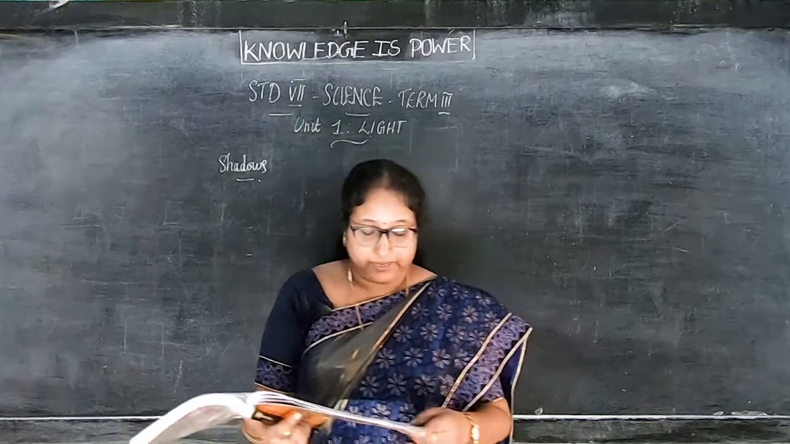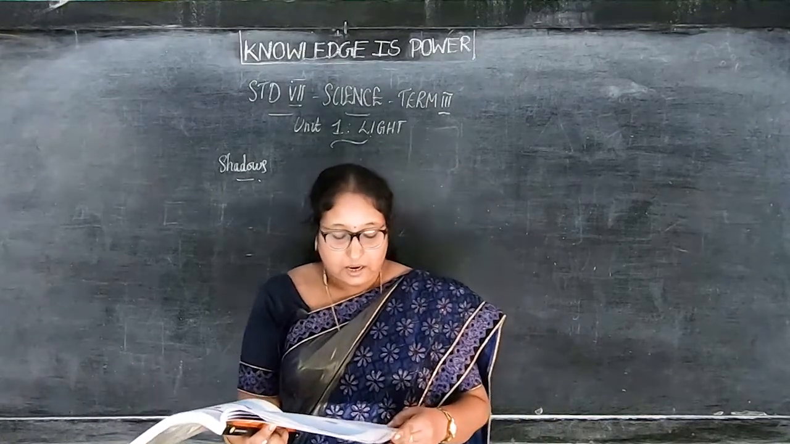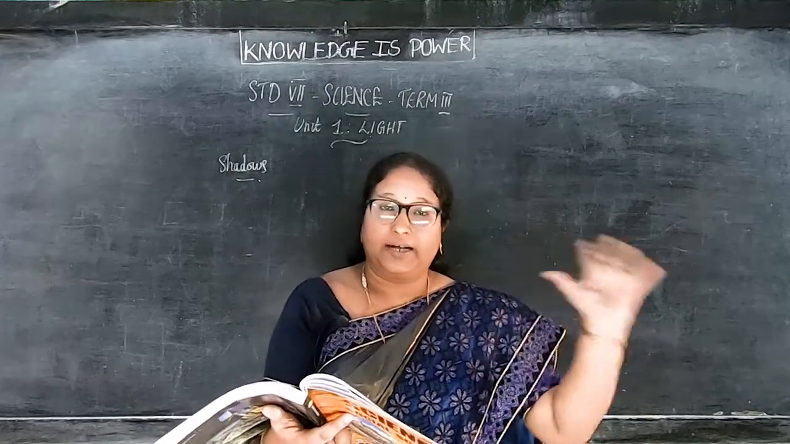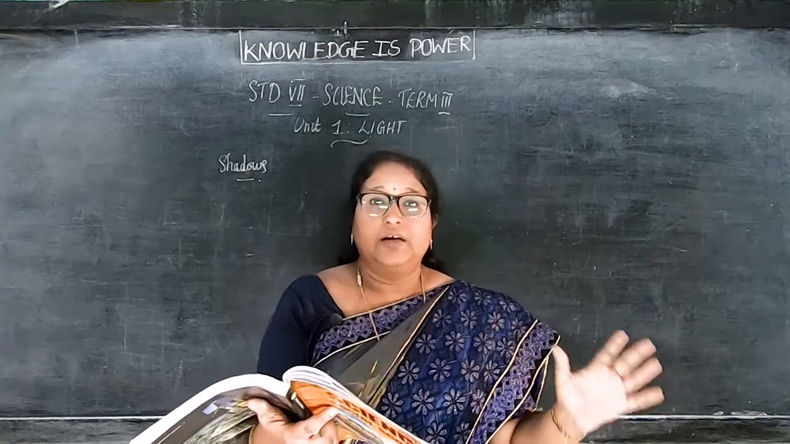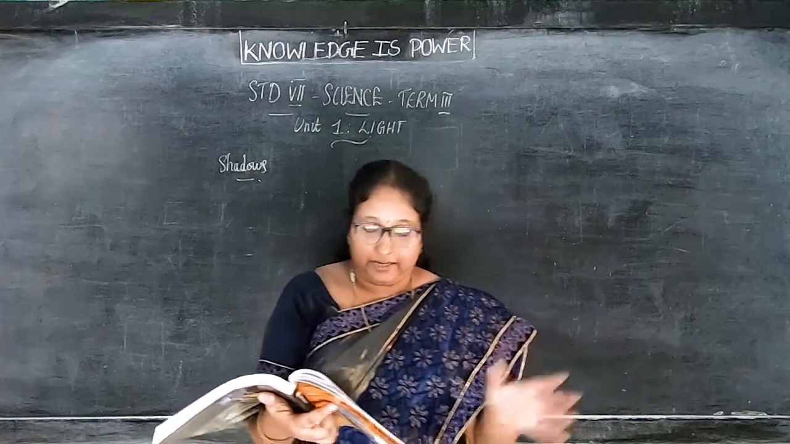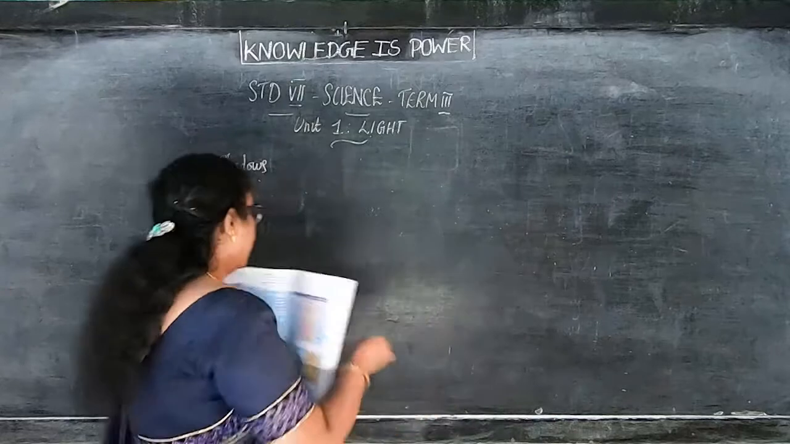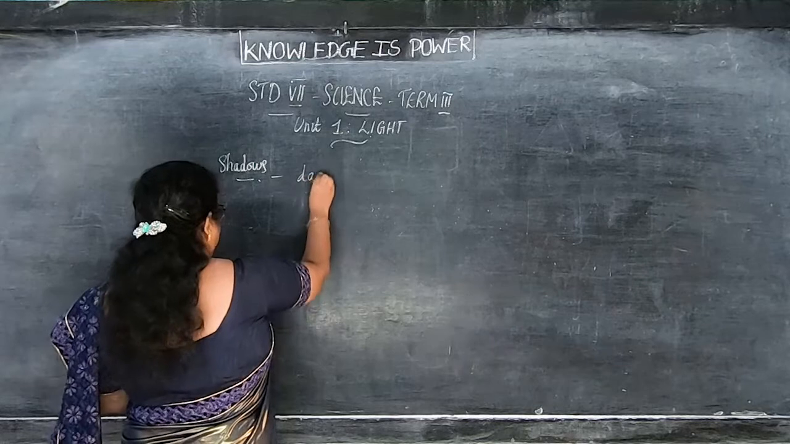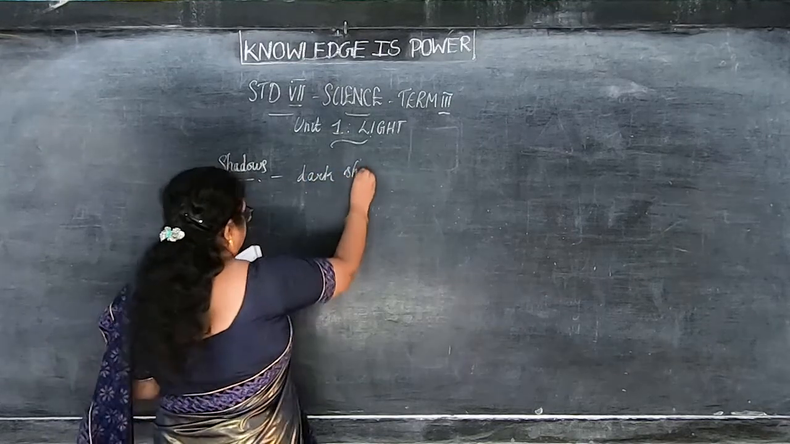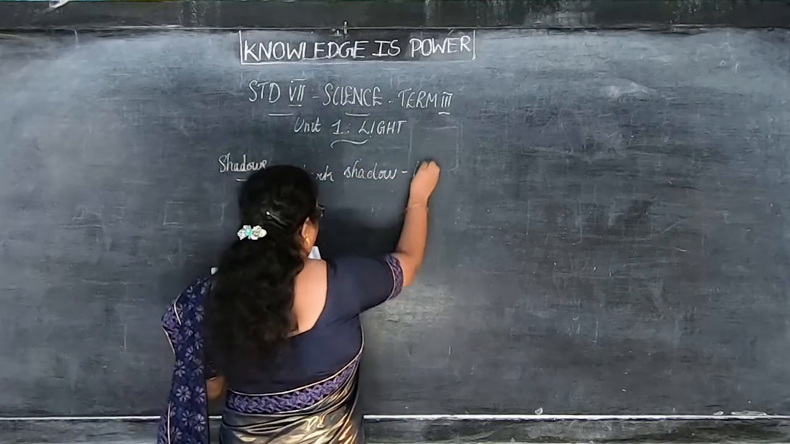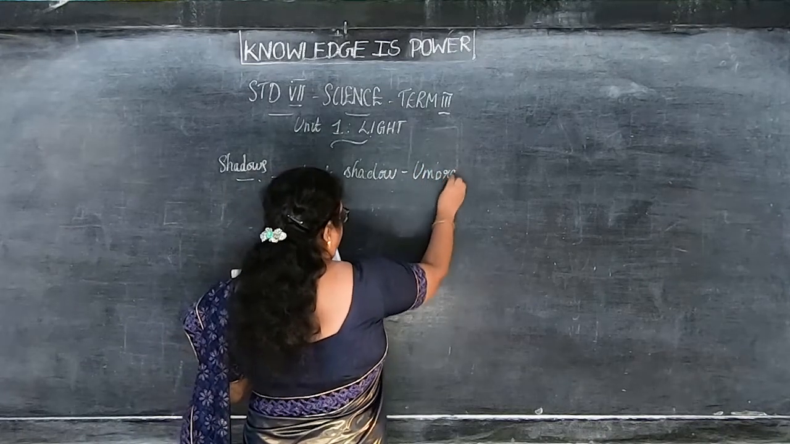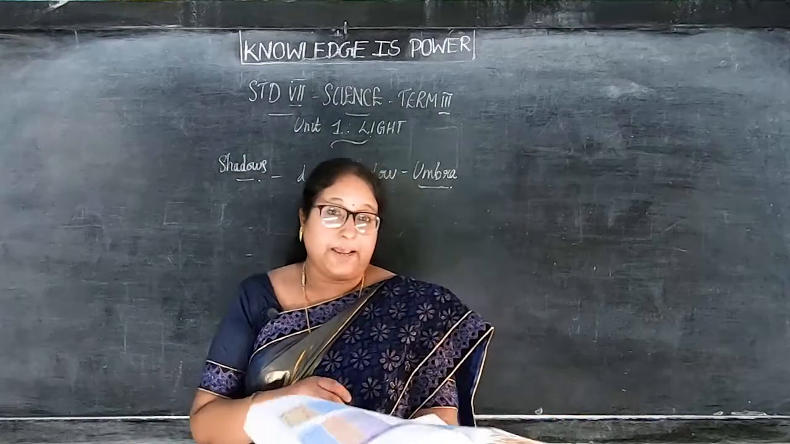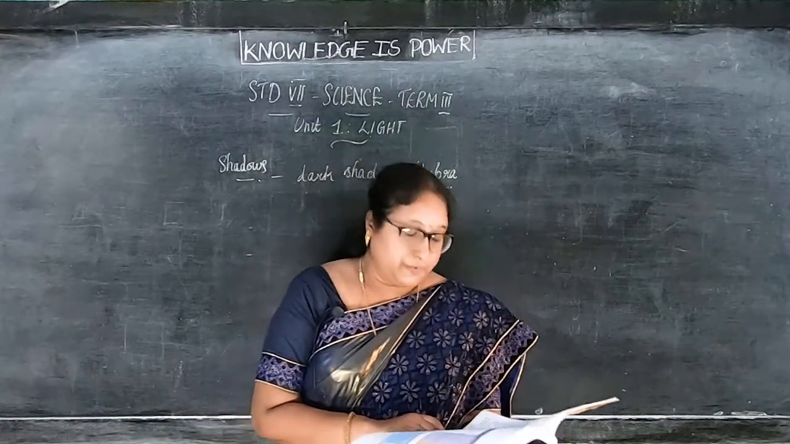When an opaque object is placed in the path of a light, a dark shadow will appear on the screen. So, how you will see the shadow? A dark, okay, shadow will be dark, right? So, it will be dark, will appear on the screen. This shadow is called as umbra. A dark shadow will appear on the screen, that is called as the umbra. Okay, what is that word? Umbra.